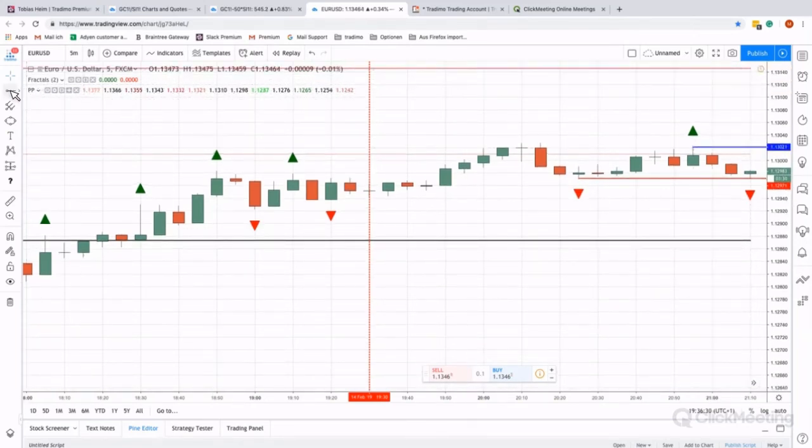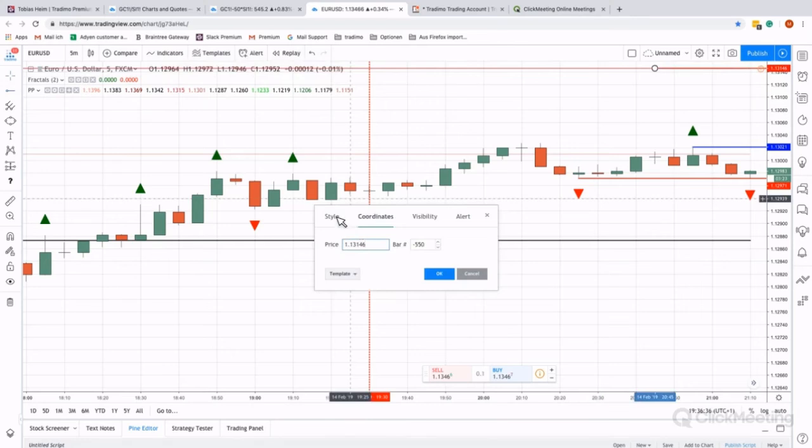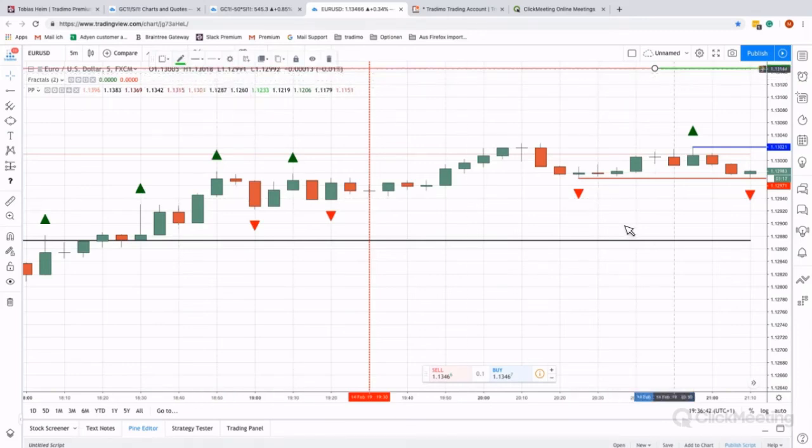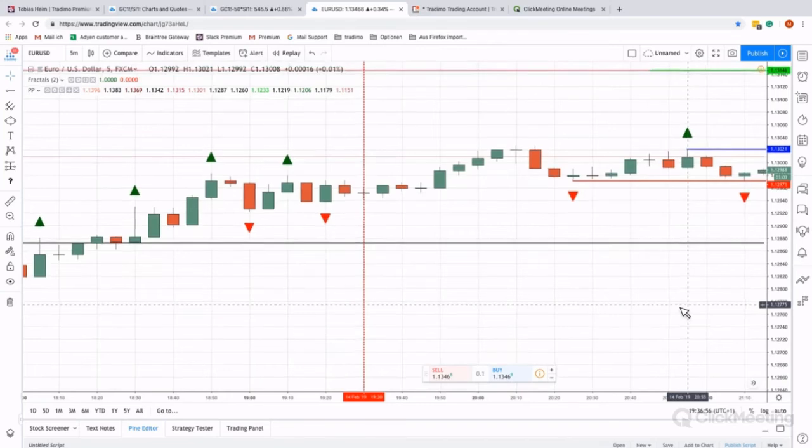So the level here, and I make it green. So this is our take profit level. Okay, so this was the third step of the beginner strategy. And everything we need to do now is to pay attention to all fractals which are confirmed.